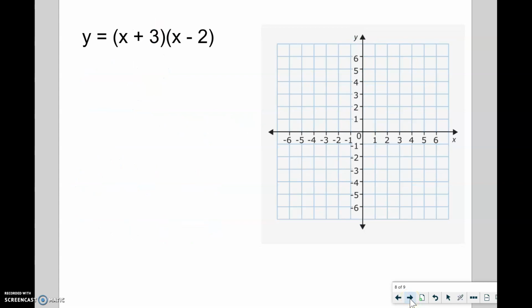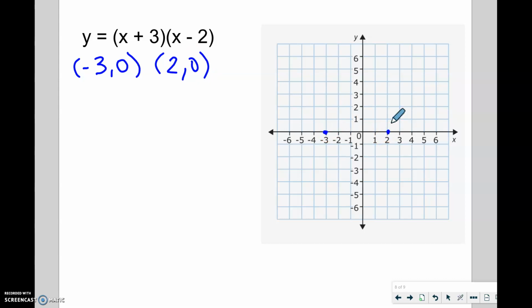Okay, one more here. This time I'm going to go from factored form. So I can start first with my zeros. To make that first parenthesis 0 would be negative 3. So that's my x-intercept there. The second parenthesis, to make that 0 would be a 2. So it'd be (2, 0). So (-3, 0) and (2, 0).